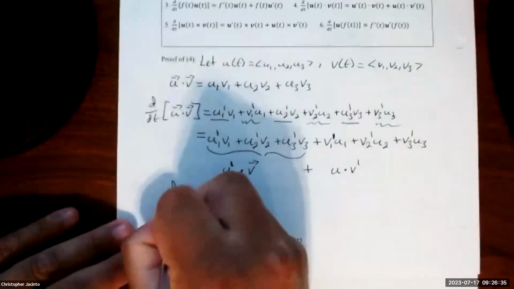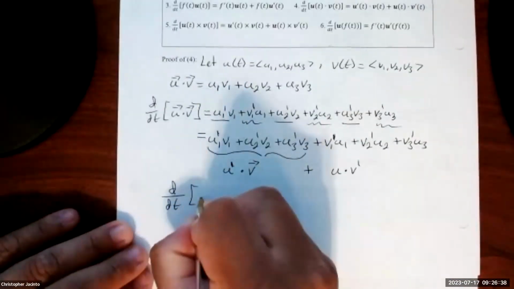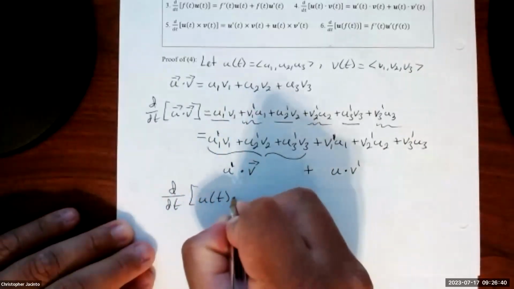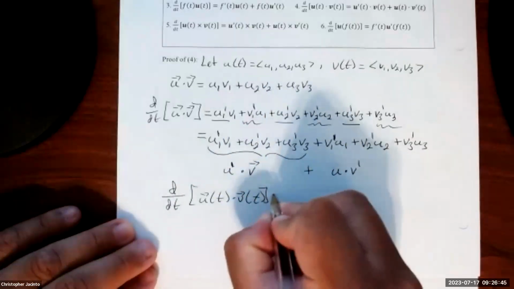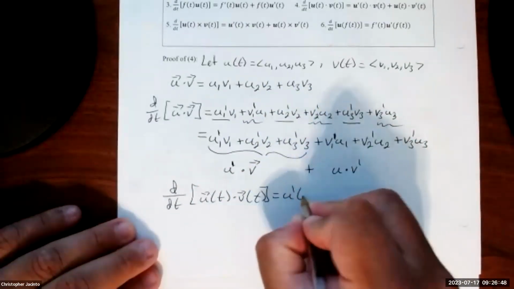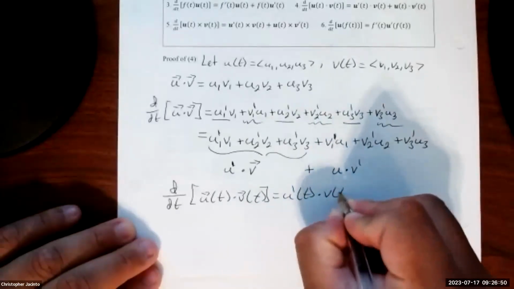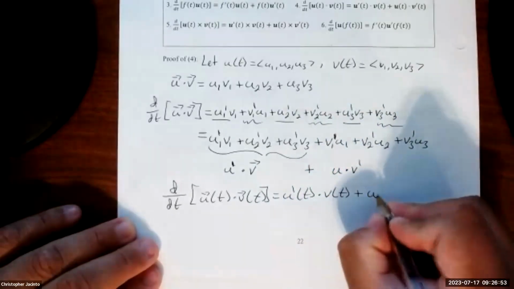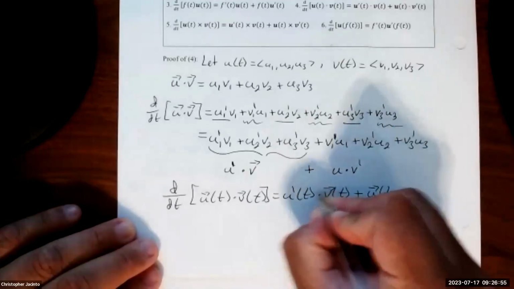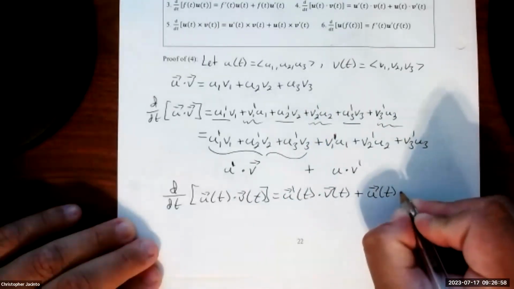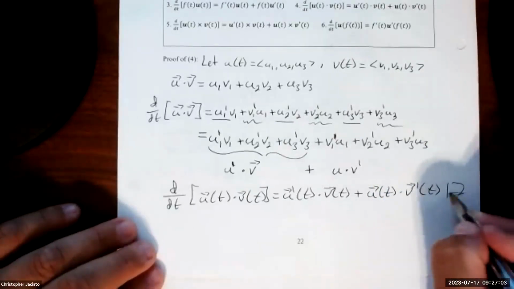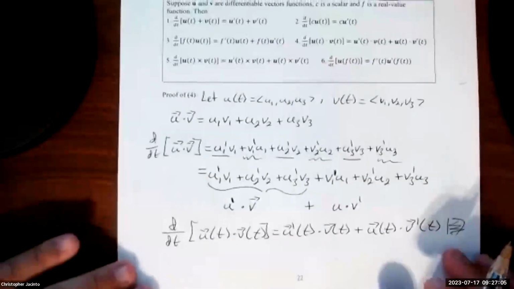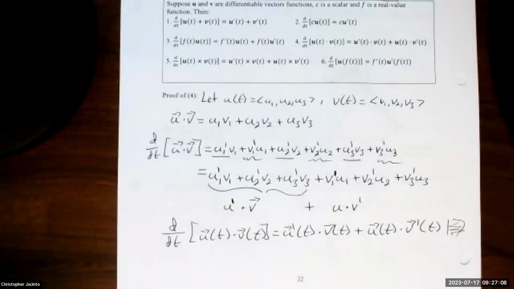So therefore, the derivative of u of t times v of t, of the vectors themselves, is equal to u prime of t dot product v of t plus u of t, these are all vectors, dot v prime of t. There we go. And now the rest of them follow the exact same template. It's just pretty much algebra and manipulation itself.